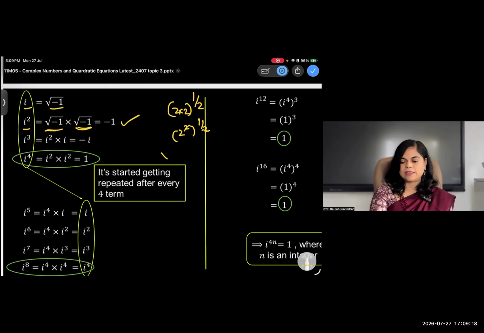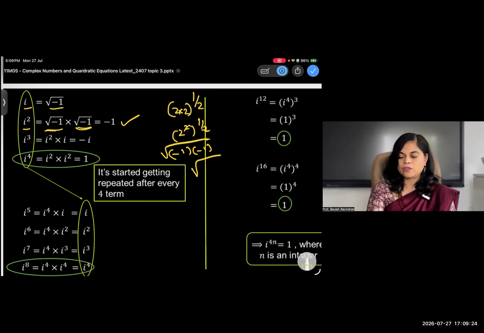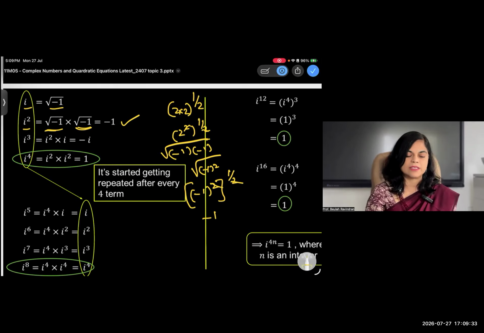So inside it is root of minus 1 into root of minus 1. So it has its own algebra. So minus 1 the whole square, the whole power 1 by 2. This is the meaning. So 2 and 2 get cancelled. So minus 1 is the answer.